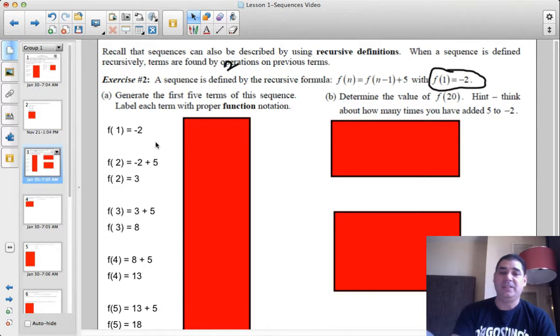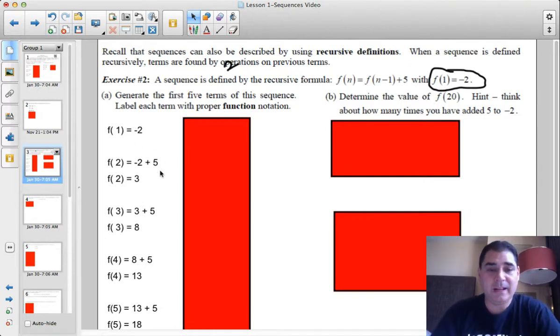Now again, you see a pattern. What is it going by? -2, 3, 8, 13, 18. What is it going by? You guessed it, 5. Determine the value of f of 20.